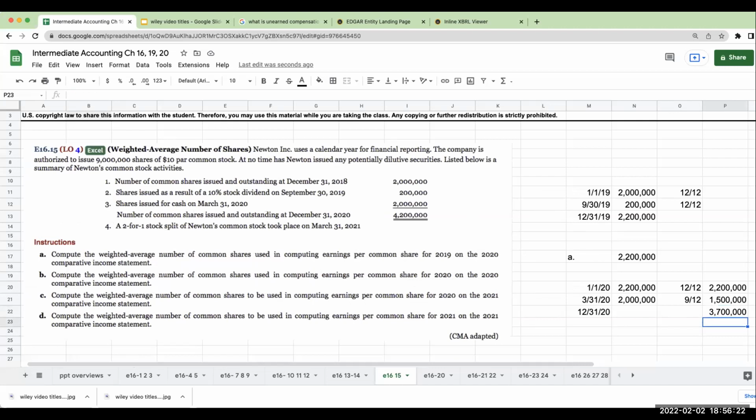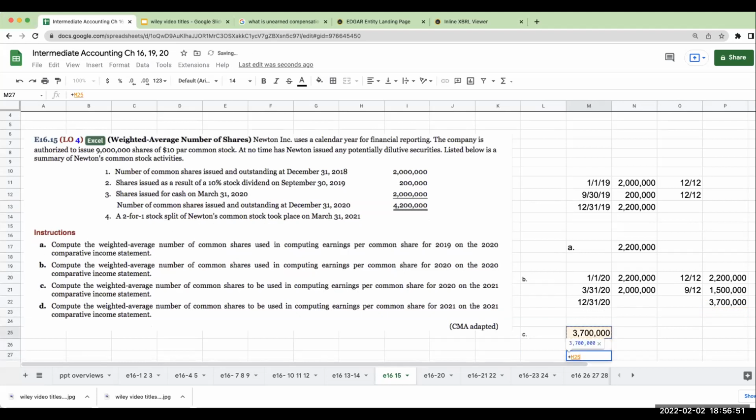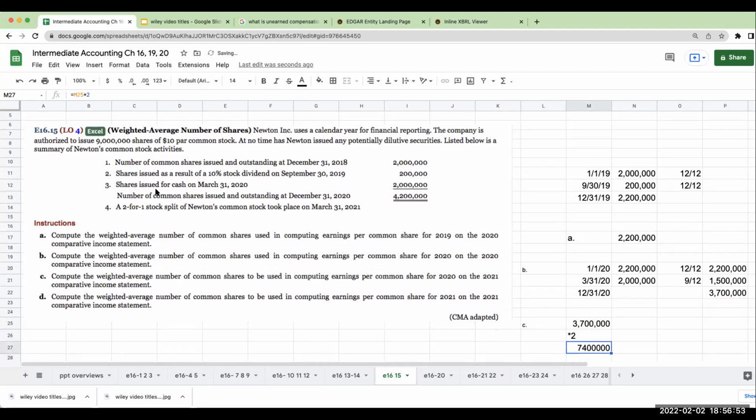Now, what's different here is that for 2020, so this is going to be for letter B, once I go through and compute this for the following year, right, what happens? Well, I did a 2-for-1 split. So what I'm going to do is a retroactive adjustment of these amounts. I took away 1 share, I gave the investor back 2. So for my 2-for-1 split on that particular statement, this is going to be 7.4 million.